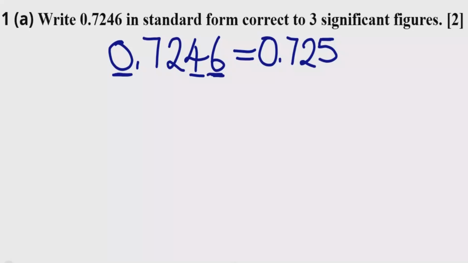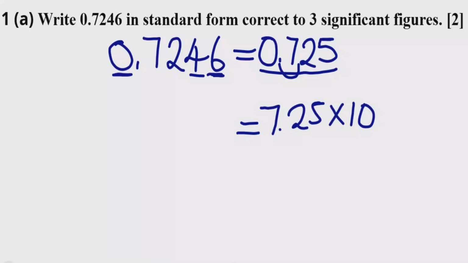Now what do we do now? We write this number in standard form. To write this number in standard form, the decimal point will move 1 step so that we come up with a whole number which is a non-zero number. So when it moves 1 point, we're going to have 7.25 times 10. Since the point has moved 1 place to the right, we're going to raise 10 to the power of -1.